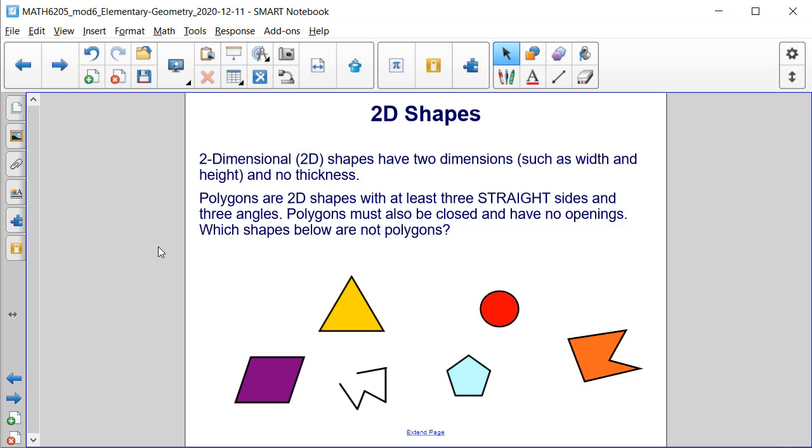Polygons are two-dimensional shapes with at least 3 straight lines and 3 angles. Polygons must also be closed and have no openings. Using this information, what shapes below are not polygons?